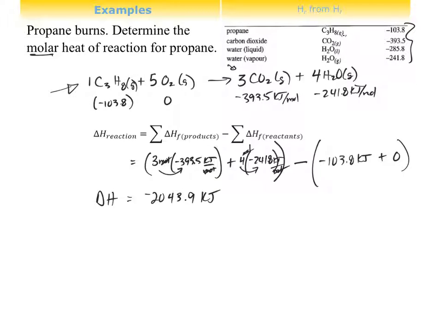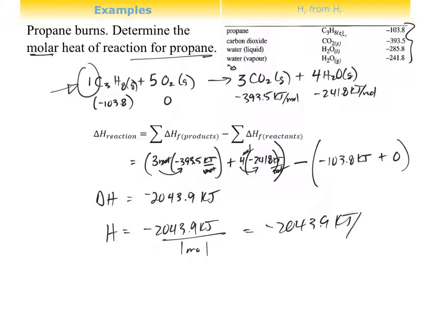Now, if they want to know the molar heat of reaction, then I'll take that 2,043.9 kilojoules and divide it by whatever's in front of propane. And that's, if they ask to determine the molar heat of propane, that's what you would use. So divided by 1, of course it's going to be the same number, negative 2,043.9 kilojoules per mole. Now, one thing, sig figs rules apply. And so it looks like I have 4 sig figs everywhere. So in my answer, I should only give 4 sig figs. So it'd be negative 2,044 kilojoules per mole.